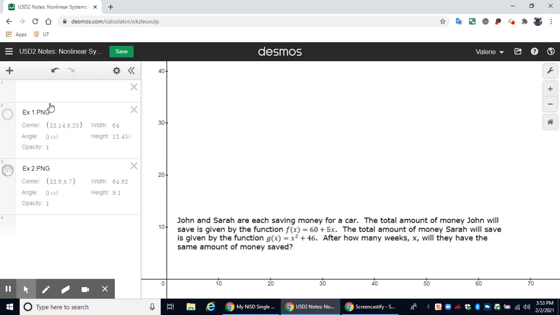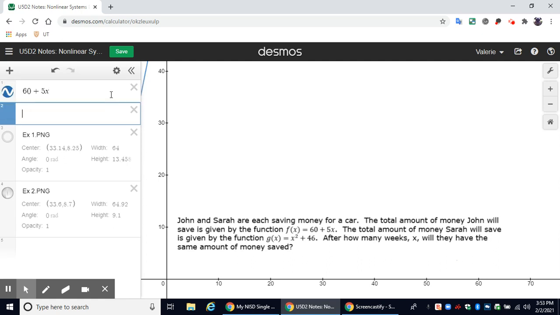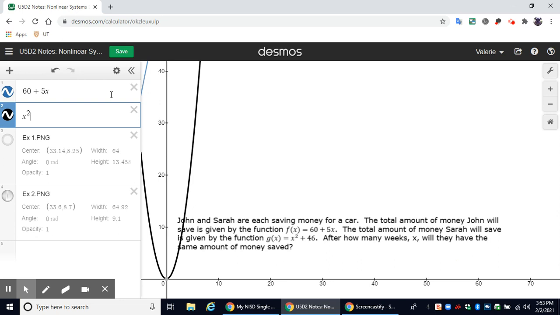So again, we can see that this word problem has 2 equations in it. So we're going to go ahead and enter those into Desmos. You don't need the f of x. You could change it to a y if you would like. It's not necessary. It's still going to graph the same thing. So we can type in 60 plus 5x. And I can barely see my line over here, but we're going to zoom out in just a second. And the second equation is x squared plus 46.